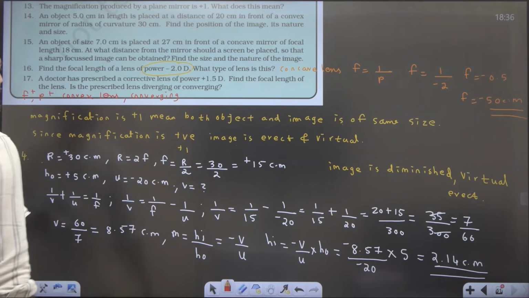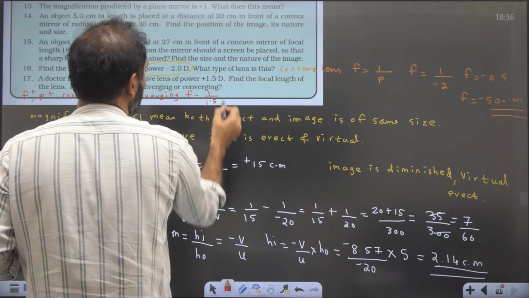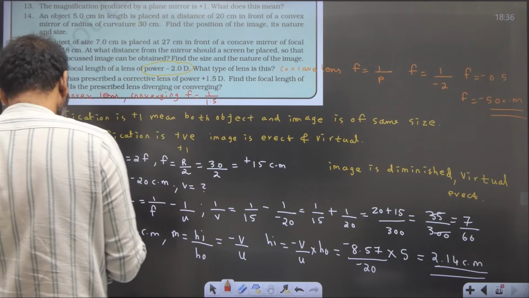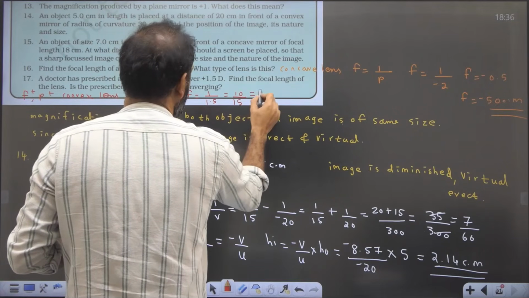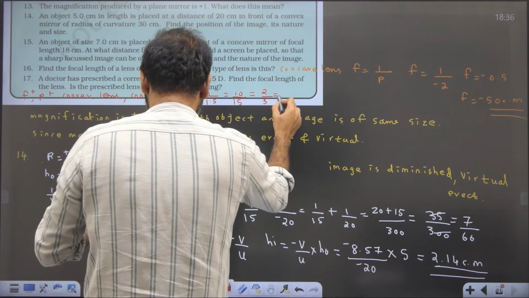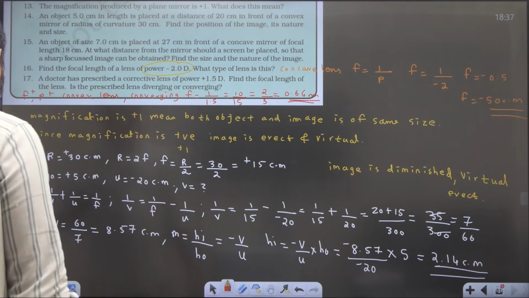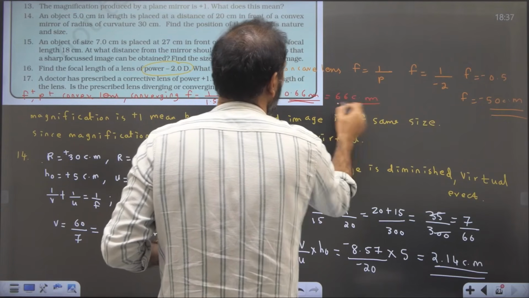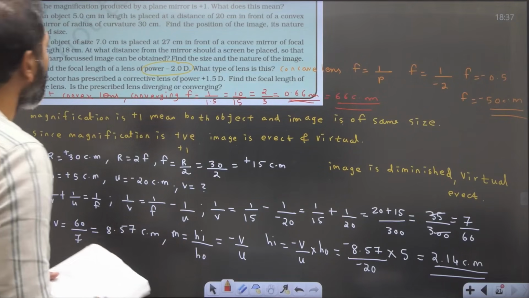Now we have to find the focal length, right? So focal length is equal to 1 by 1.5. That is 10 by 15, which is equal to 2 by 3. If you solve that, it will be 0.66 meter, or you can say 66 centimeter. Since focal length is positive, it is a convex lens. I hope it is clear.